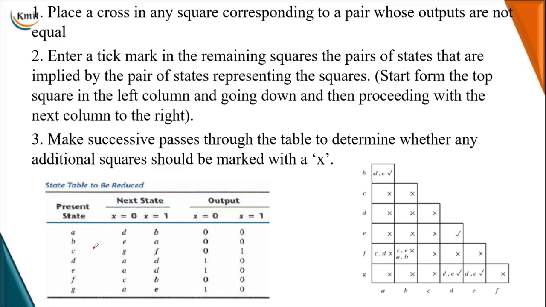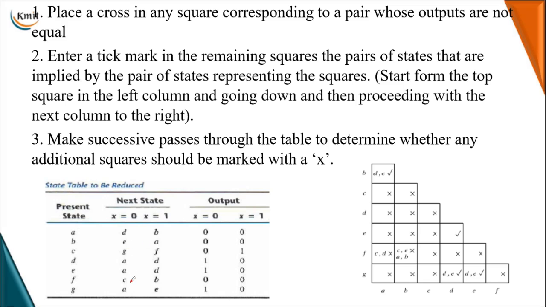Next we will move to B. B is compared with C. 0 0 here, 0 1. So B is not compatible with C. Next, B is compared with D. 1 0 here, 0 0. So not compatible. B with E is also not compatible. B with F, they are compatible if C and E are equal along with A and B being equal.